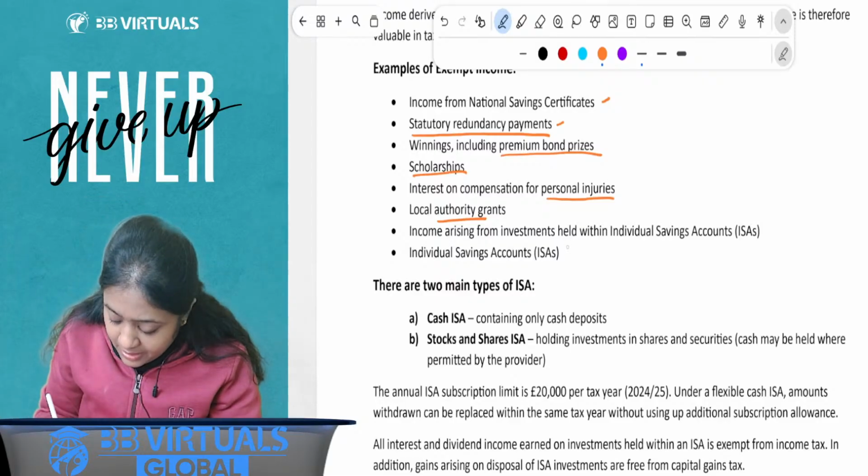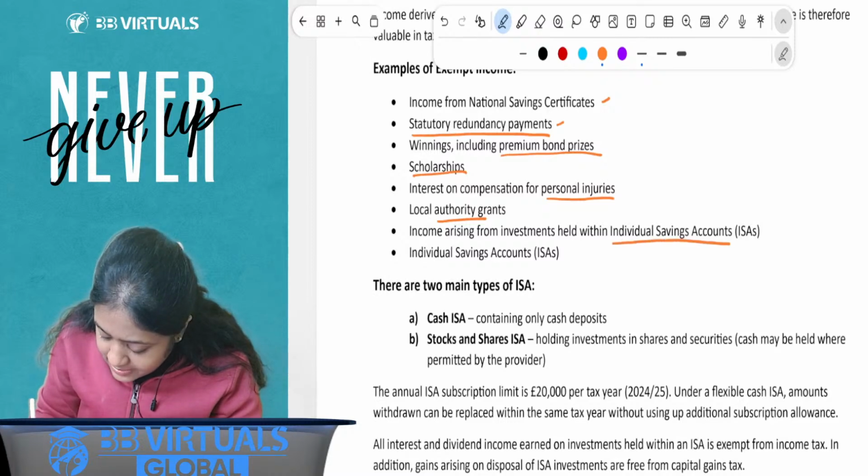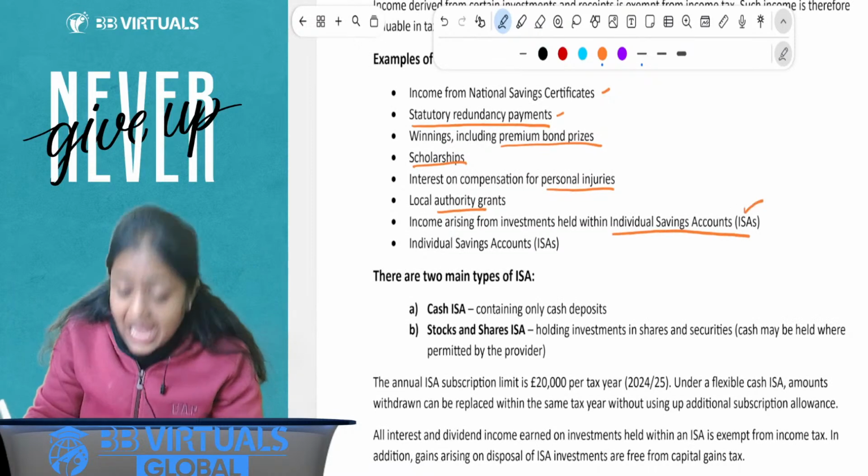Income arising from investments within individual savings account. Boss, we call them ISA in short.